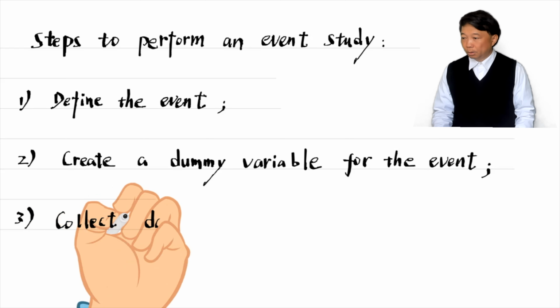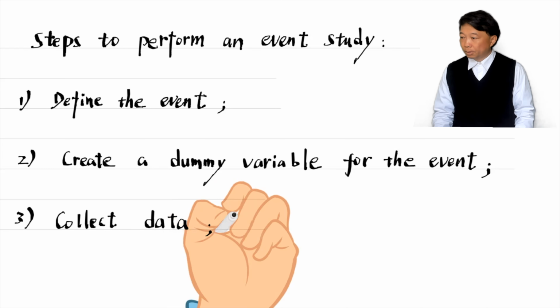In the third step, we collect data to analyze the event's impact. The data usually come from a short interval during which the event occurred.